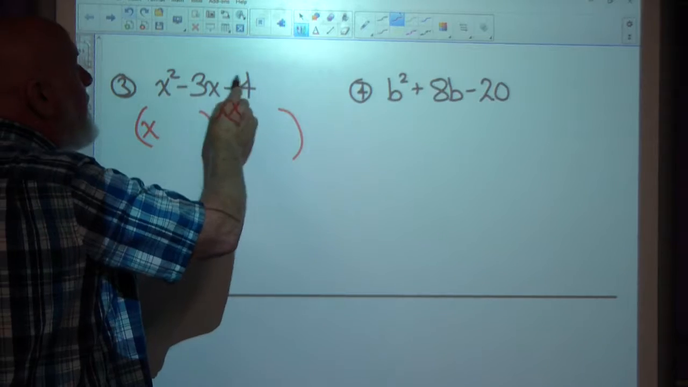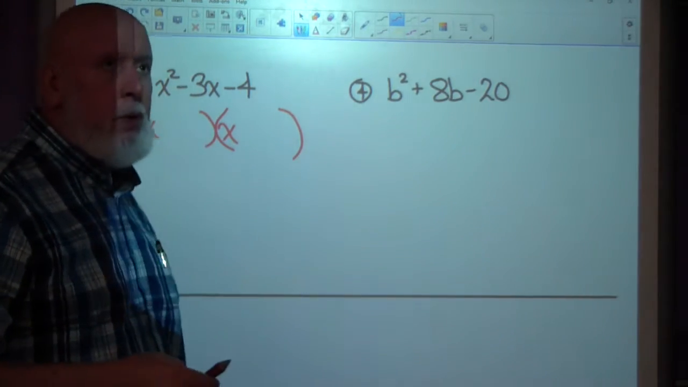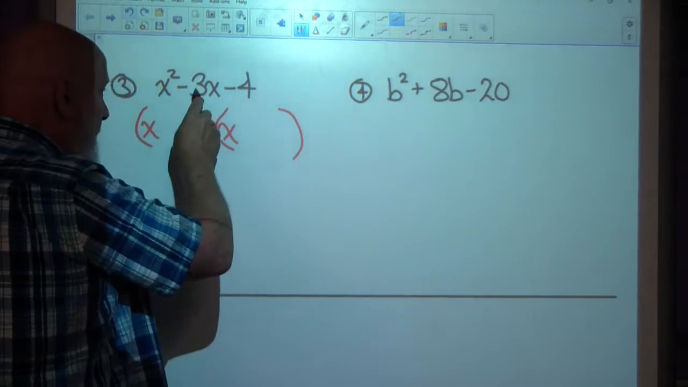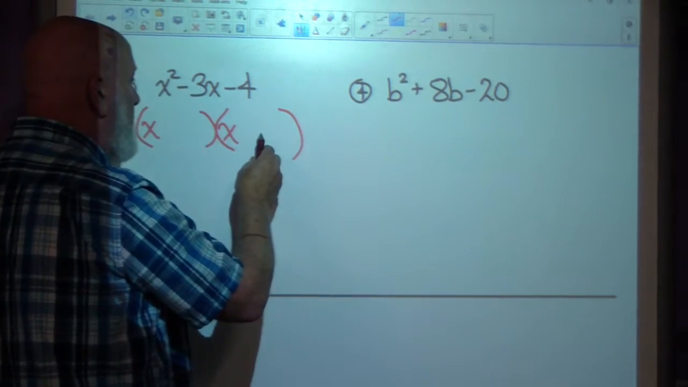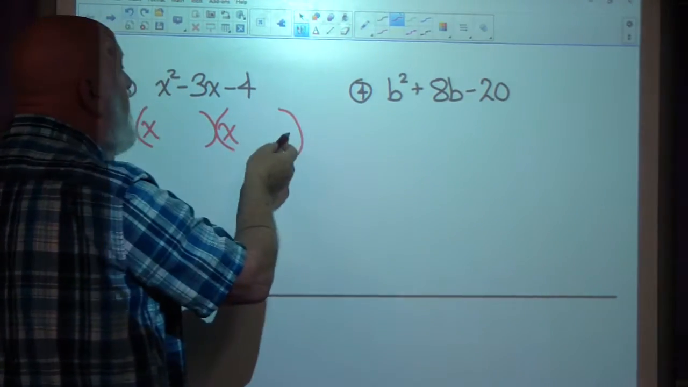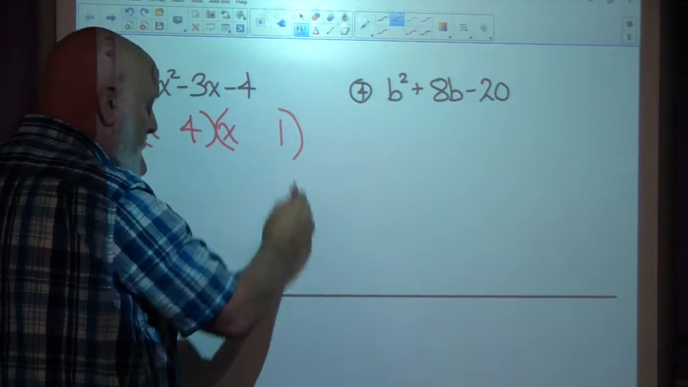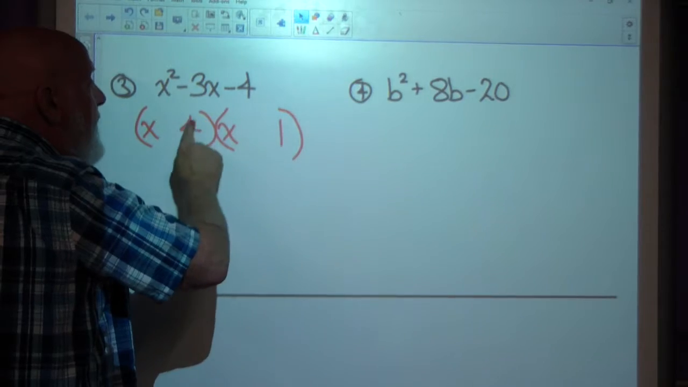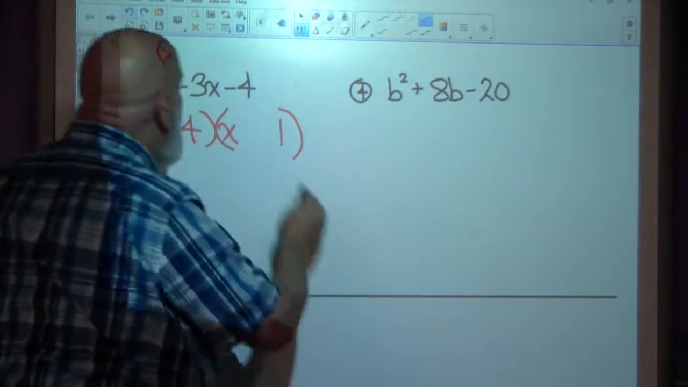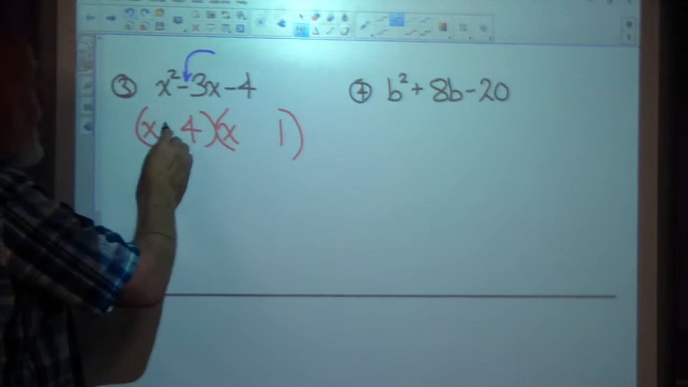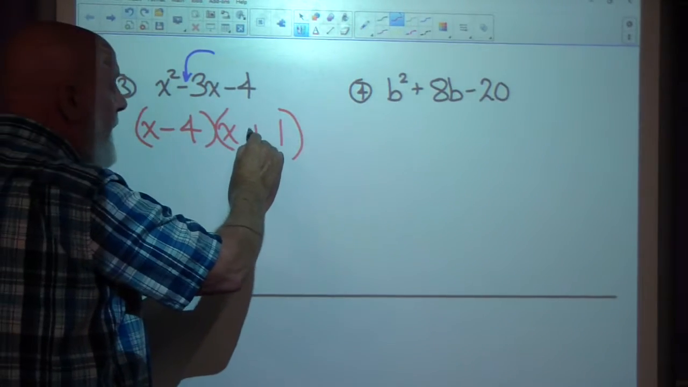And then I look for factors of 4 that add up to 3. Well, 2 times 2 is 4, but 2 plus 2 or 2 minus 2 won't give me a 3. 4 and 1 will work though. 4 times 1 is 4, and 4 minus 1 is 3. So I'm going to try 4 and 1. When I add these together, I want to get negative 3. The only way that can happen is if my 4 is negative and my 1 is positive.